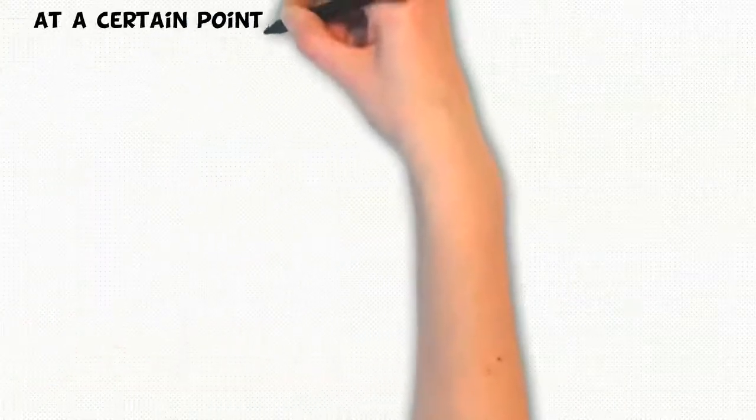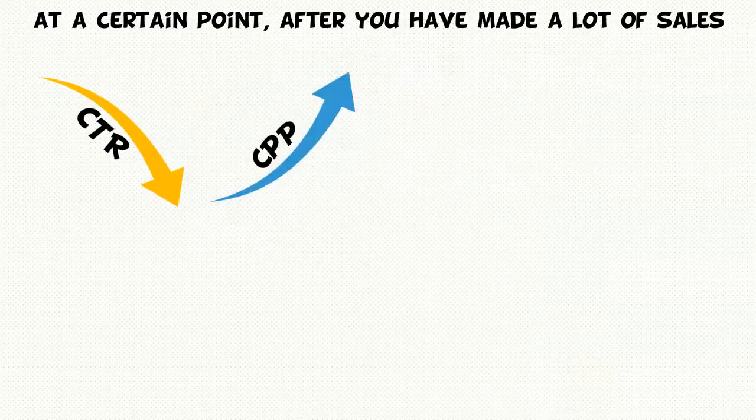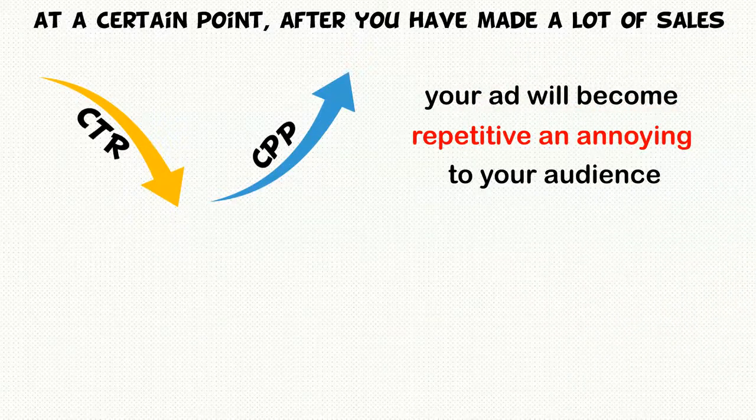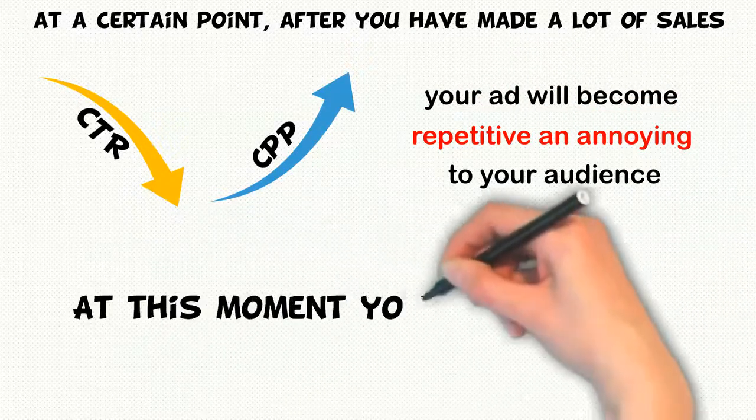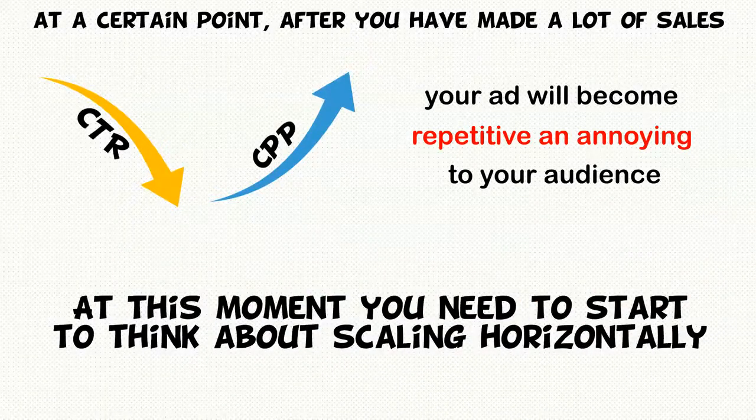Now, after a certain point, after you have made a lot of sales, your CTR will begin to drop and your CPP, cost per purchase, or your CPL, cost per lead, will go up because your ad will become repetitive and annoying to your audiences. At this moment, you need to start to think about scaling horizontally.